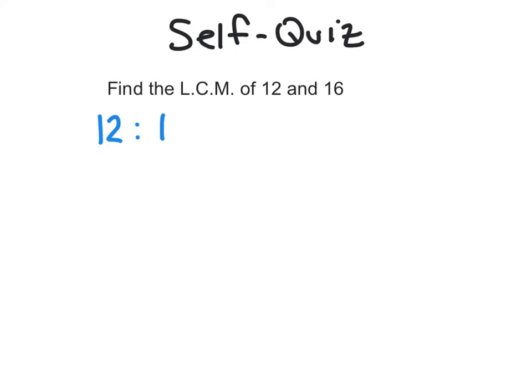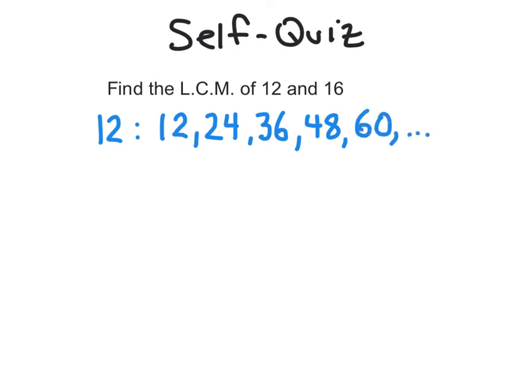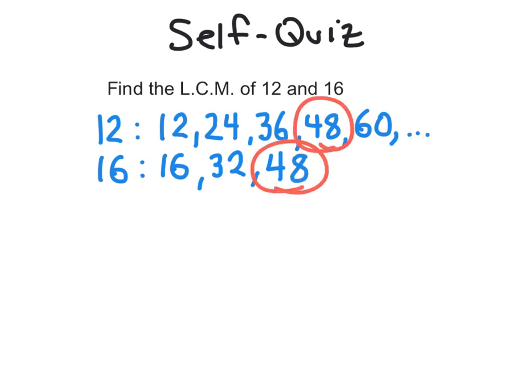So the multiples of 12 are 12 times 1 is 12, 12 times 2 is 24, 12 times 3 is 36, 12 times 4 is 48, 12 times 5 is 60. Okay, let's do 16 now. 16 times 1 is 16, 16 times 2 is 32, 16 times 3 is 48. Okay, there we go. The least common multiple of 12 and 16 is the number 48.